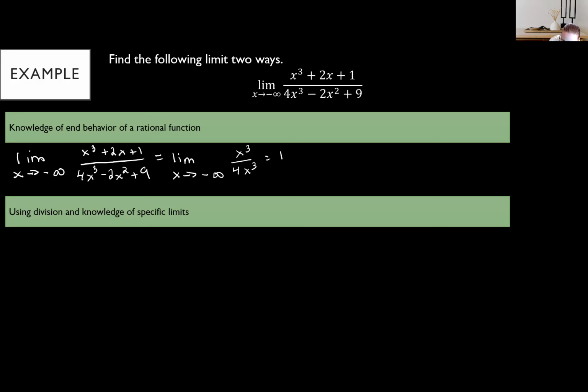So you can cancel out your x cubes, which gives you 1 over 4. And we haven't actually taken the limit. We're just canceling stuff out. And then my answer is going to be 1 over 4 because there's nothing to plug into. It's just 1 over 4. And that's the horizontal asymptote.